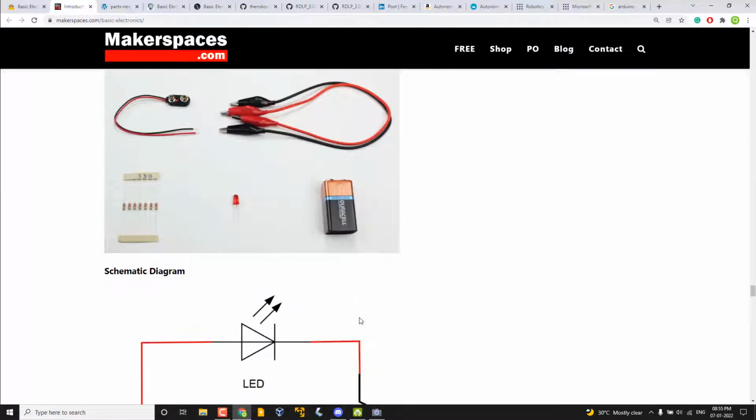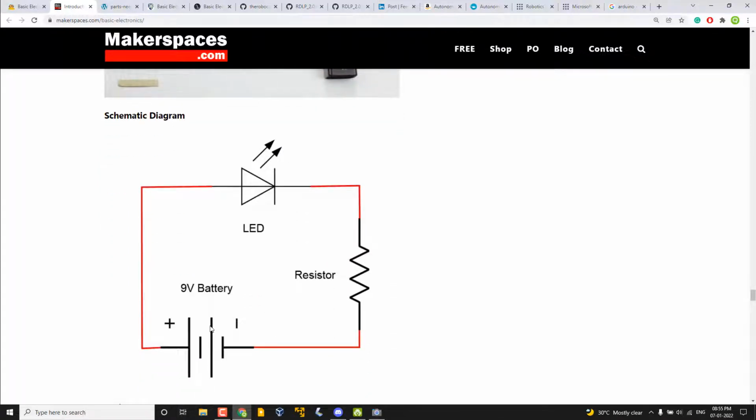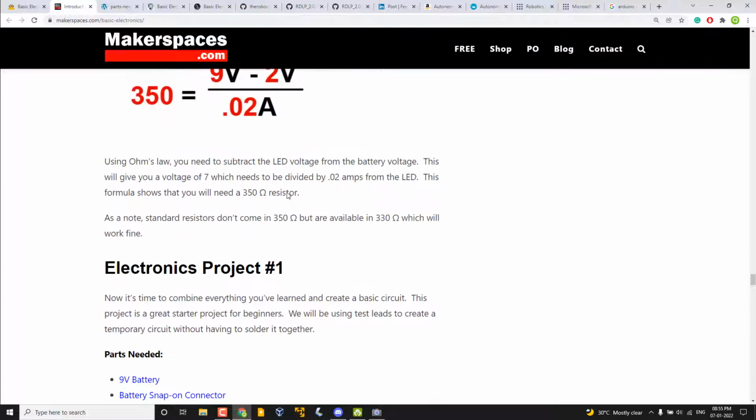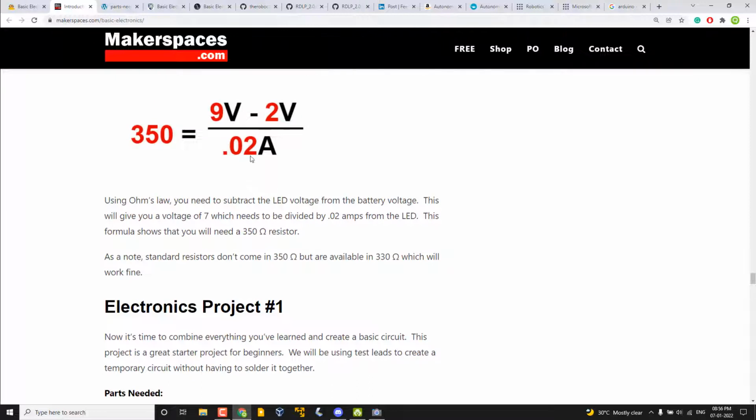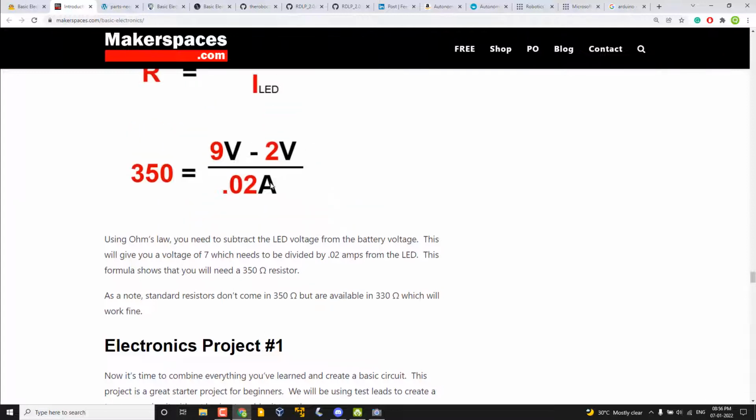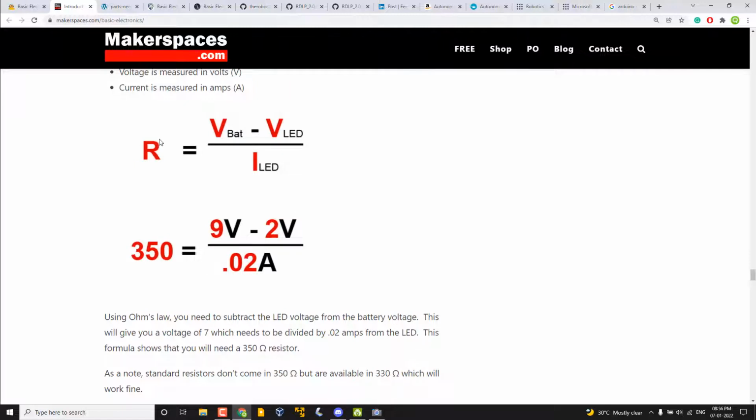In order to find the resistance, we know the power supply voltage, and we know the LED voltage. We also know the current limit of the LED. If the current exceeds the limit, then it will burn out. The current limit of this specific LED is 0.02 ampere, which is around 20 milliamps.